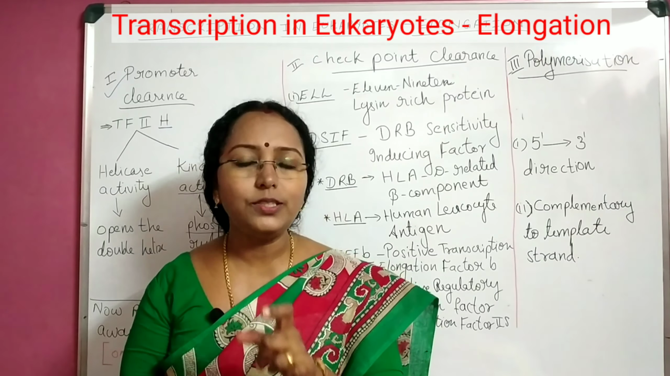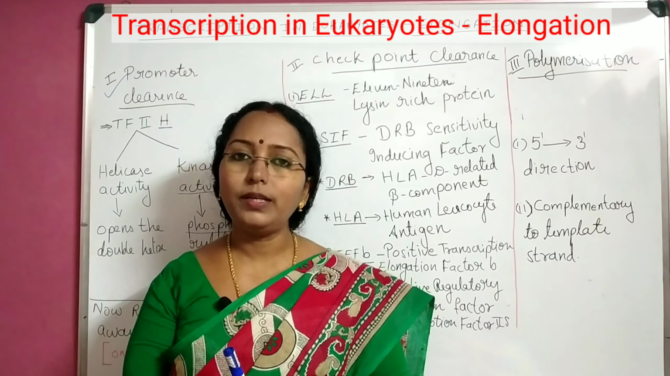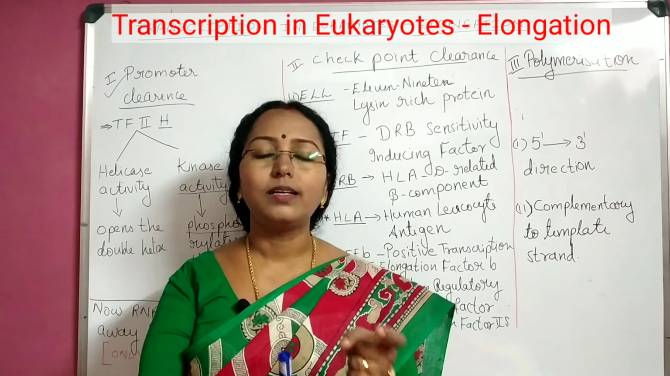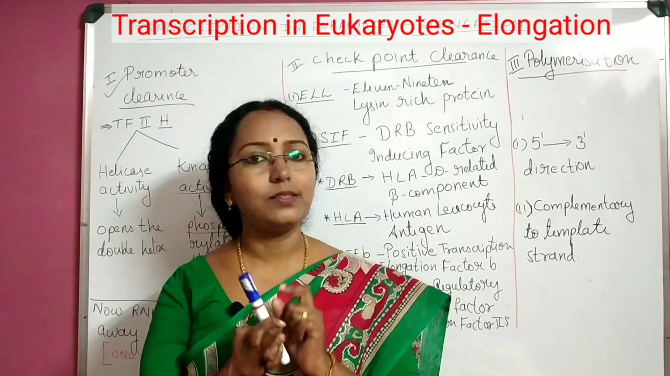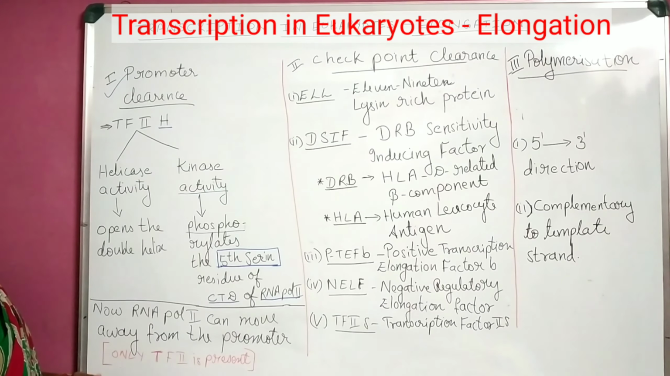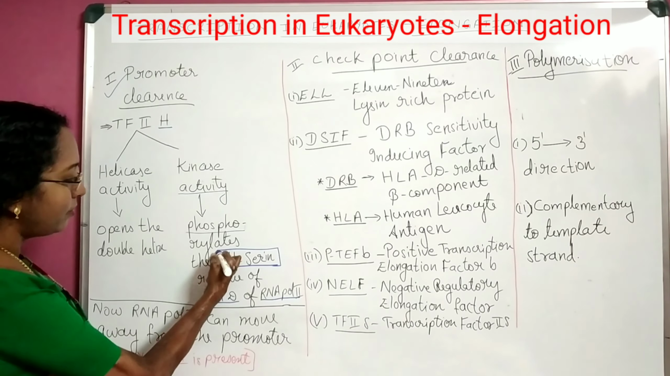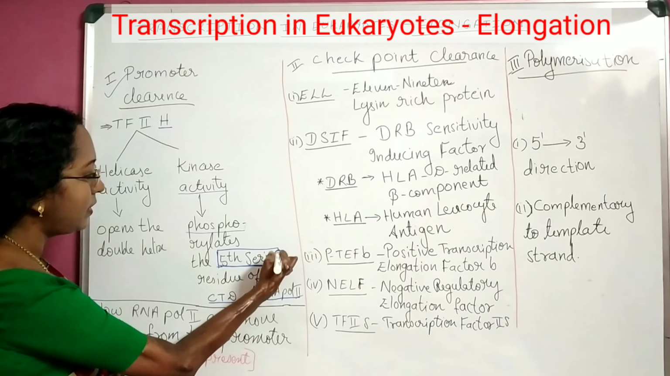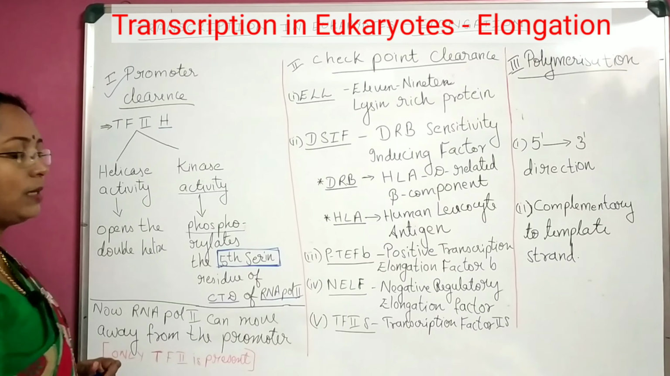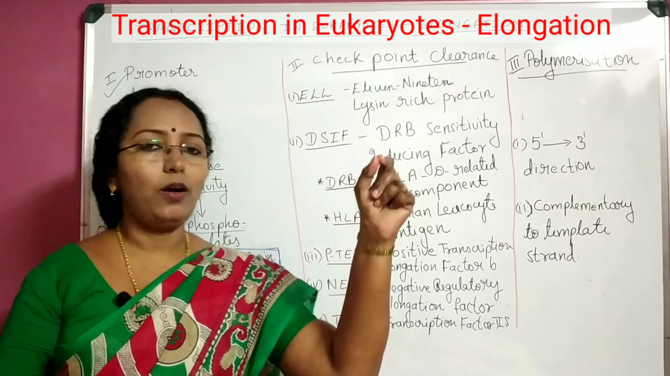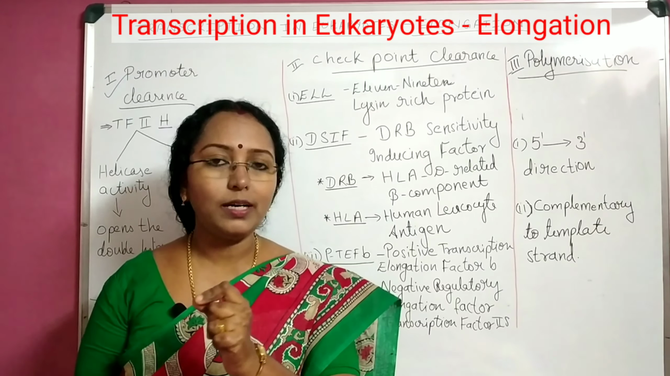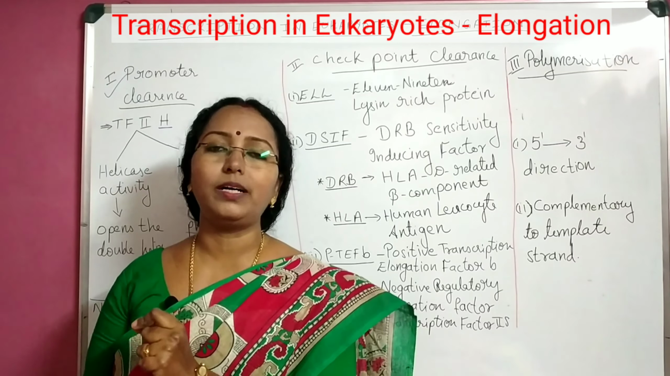But to which region of RNA polymerase II is this TF2H adding phosphate? That is very important. You have to know that. Phosphate is added in the fifth serine residue. Serine is an amino acid. There will be lots of amino acids in the RNA polymerase. In which part of RNA polymerase? In the tail region of RNA polymerase.